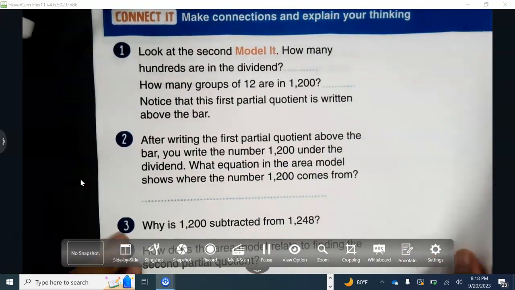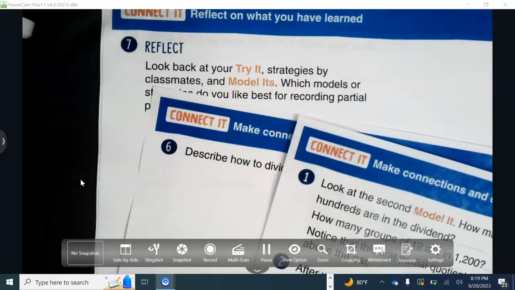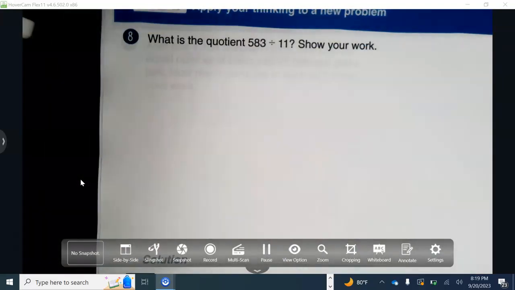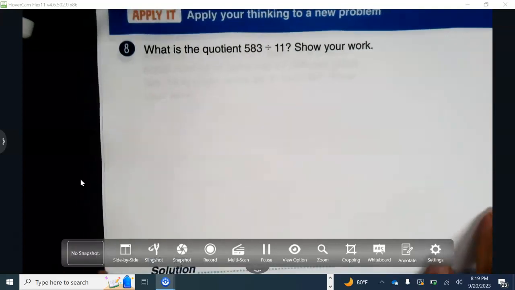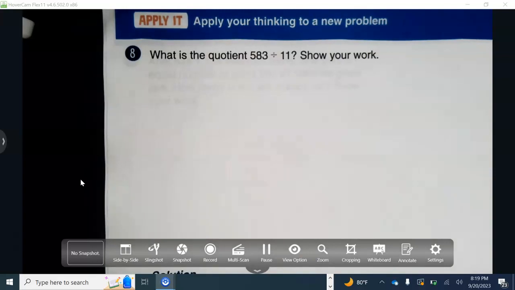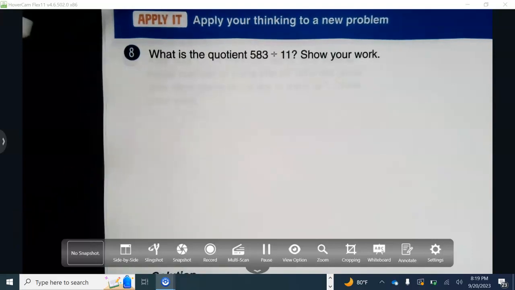All right, and we're going to skip ahead to question 8. So again, try this problem by yourself. Don't tell your answers to anybody. And when you're ready to see the answers, just press play. For now, press pause and try the problem by yourself.